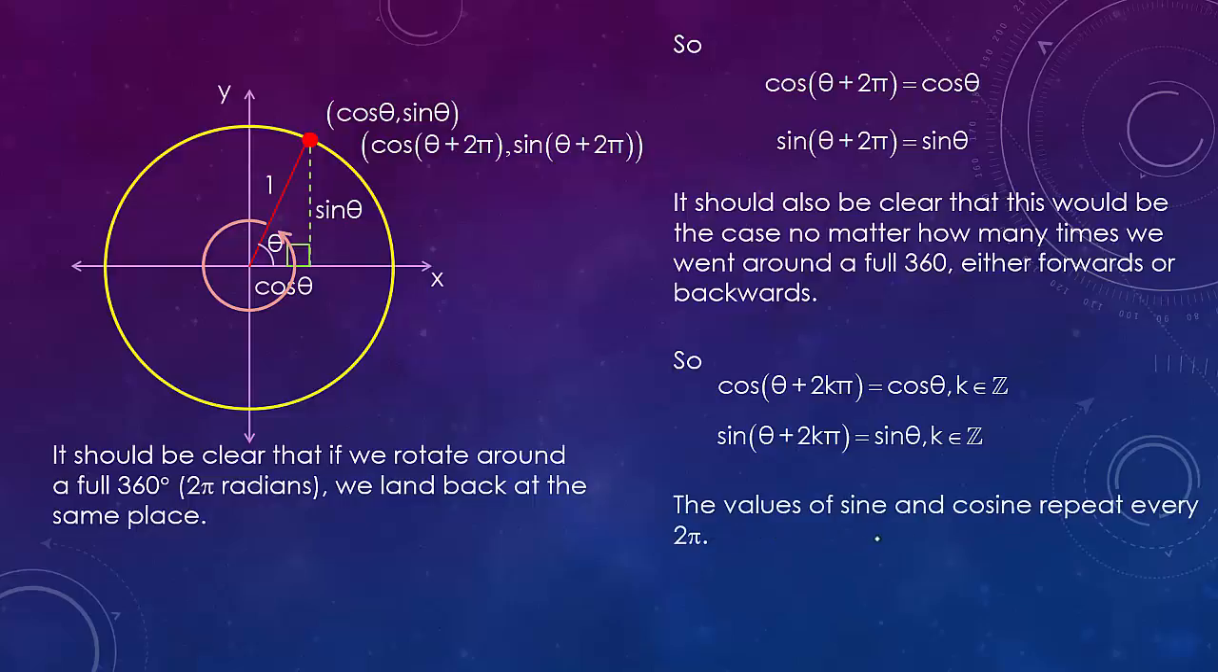So the values of sine and cosine repeat every 2 pi radians, or 360 degrees. We say that the period of these trigonometric ratios is 2 pi. So the period is the angle until they start to repeat.